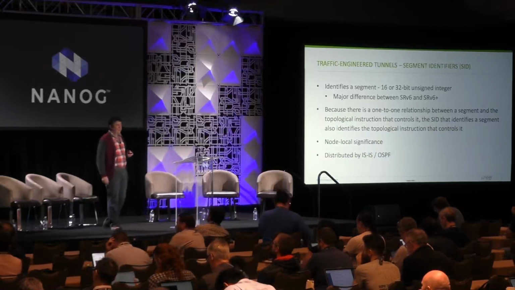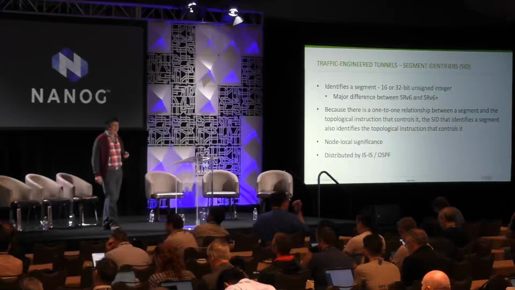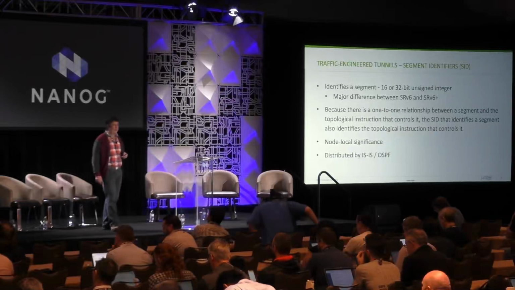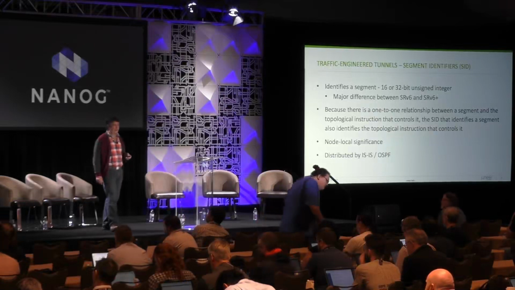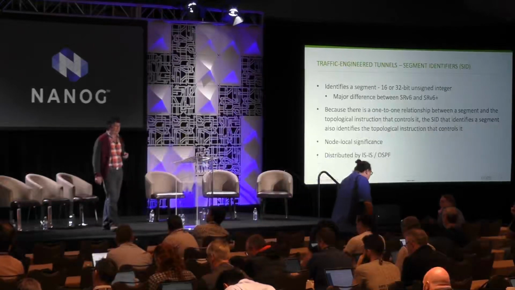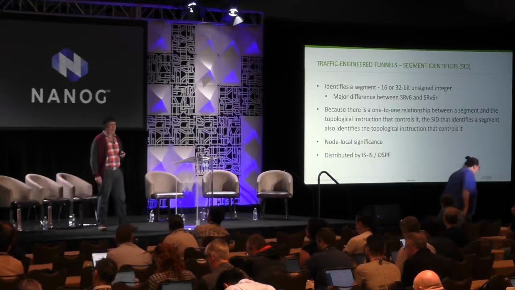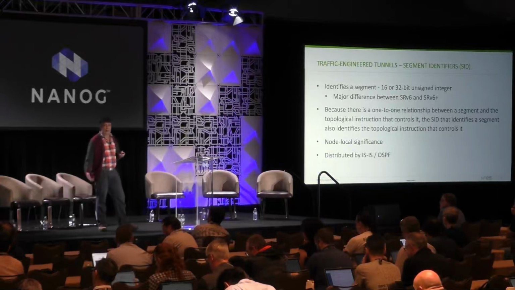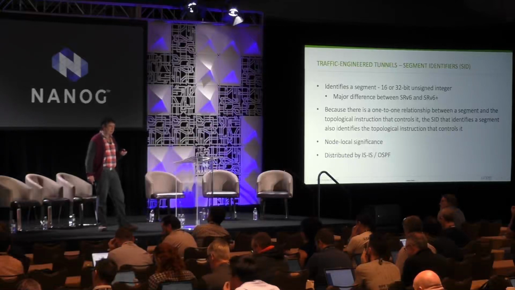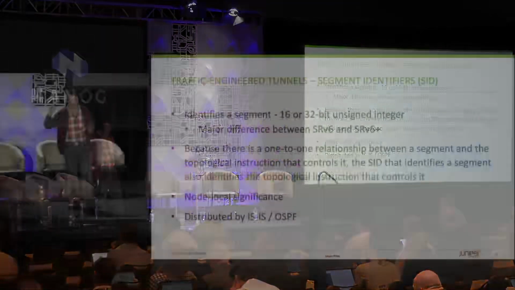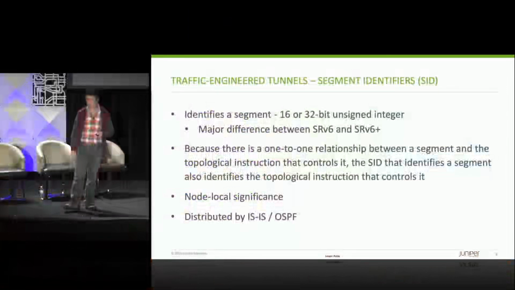Because there's a one-to-one relationship between a segment and the topological instruction that controls it, the SID that identifies a segment also identifies the topological instruction that controls it. This becomes interesting in a while. A SID has strictly node local significance, just like a, well, let's see, what else has node local significance? Well, not global significance. And it's distributed by the IGP.